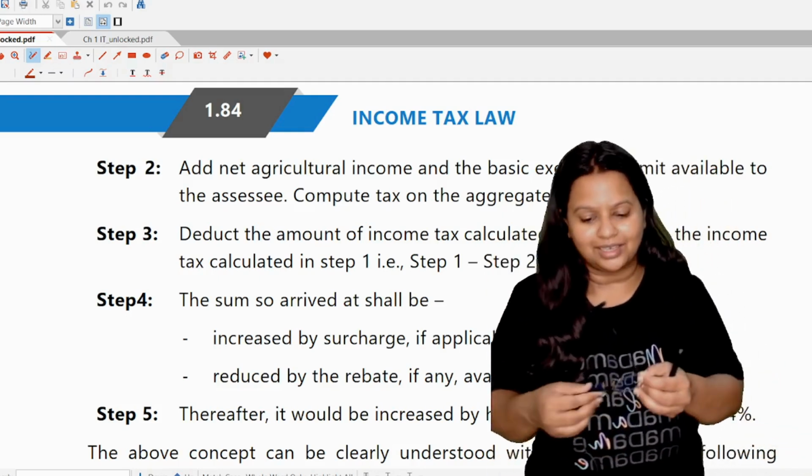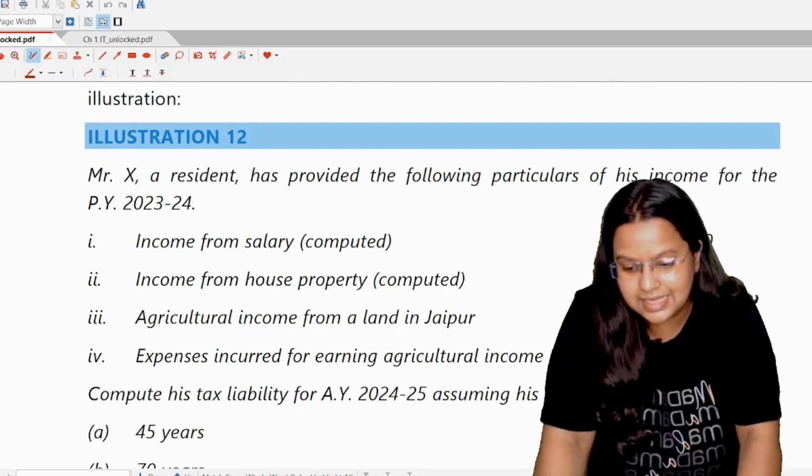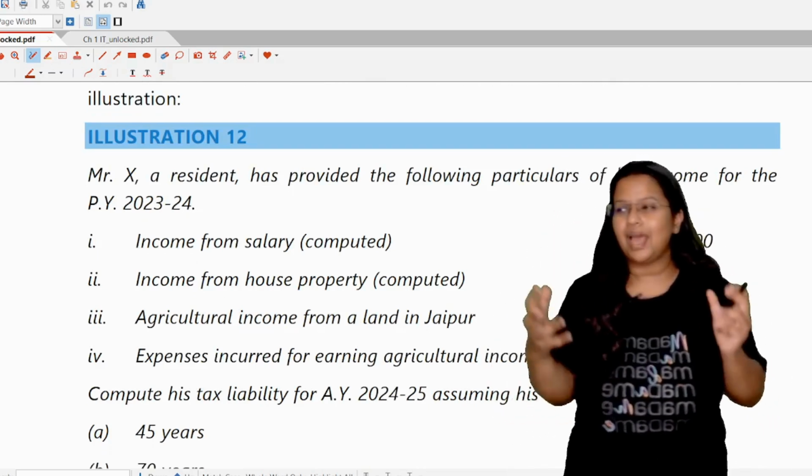Please watch that. Now, illustration number 12. So basically students, this illustration is about the partial integration method. What happens in that method?